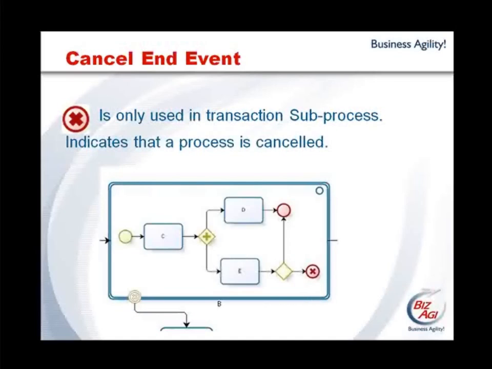The cancellation end event indicates that a process is cancelled. It is only used in transactional subprocesses. The cancellation message can be captured by an intermediate cancellation event joined to the borders of the transactional subprocess.